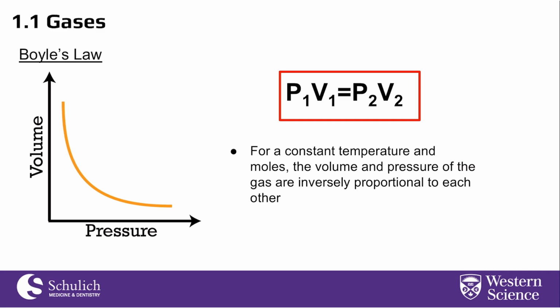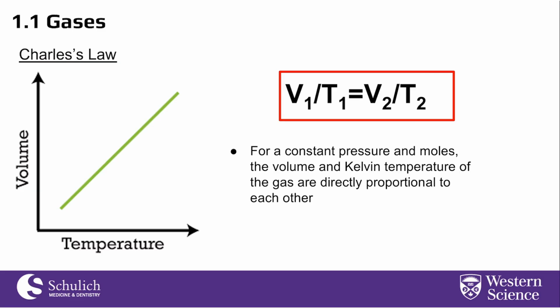So we're going to talk about a couple of laws. The first one is Boyle's law, which is P1V1 equals P2V2. This law states that for a constant temperature and number of moles, the volume and pressure of the gas are inversely proportional to each other. Another law is Charles' law, which is V1 over T1 equals V2 over T2. This law states that for a constant pressure and number of moles, the volume and the temperature in Kelvin of the gas are directly proportional to each other. So this is going to increase linearly or decrease linearly.